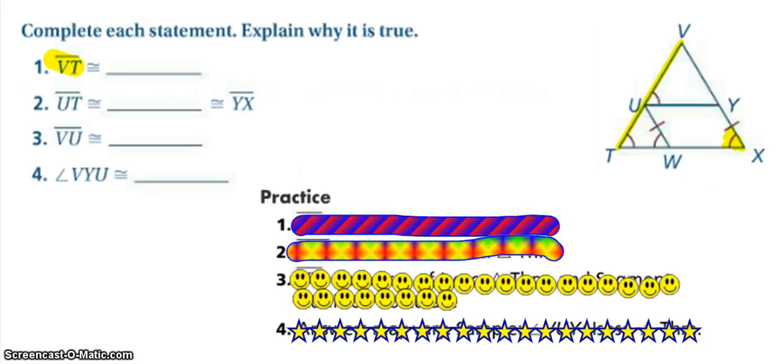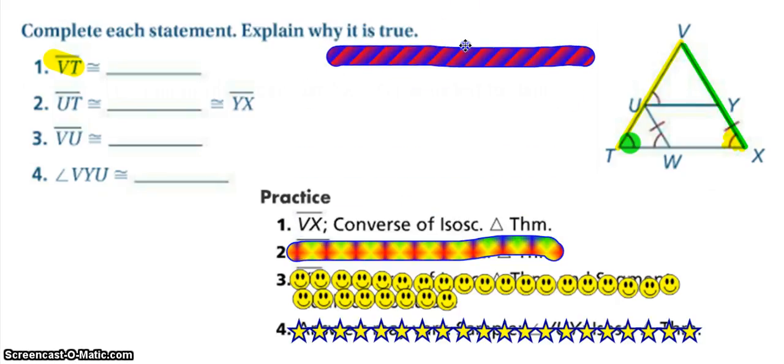So to answer that question on what VT is congruent to, if I look at this angle relating to the entirety of VT, I can also look at this angle down here relating to all of VX. So my answer there actually becomes VX by the converse of the isosceles triangle theorem, because if I know the angles are congruent, then I know the sides are congruent.